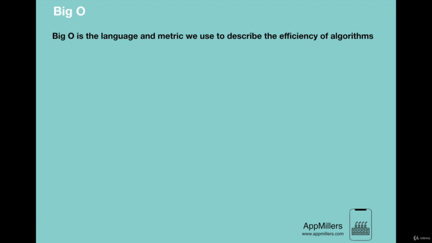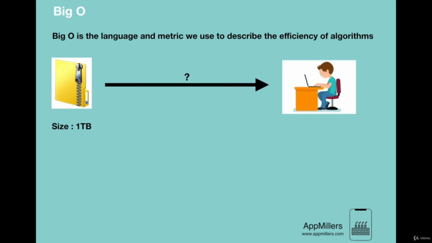Let's look at it in the next example. Imagine a scenario where you have a file on your hard drive and you need to send it to your friend. And we need to send this file as fast as possible. How should you send it?